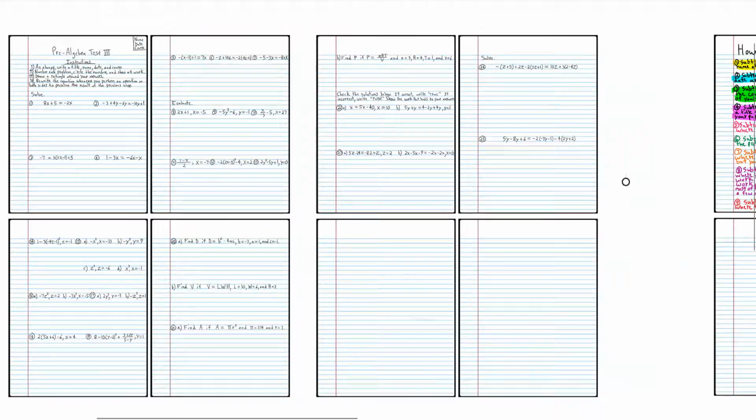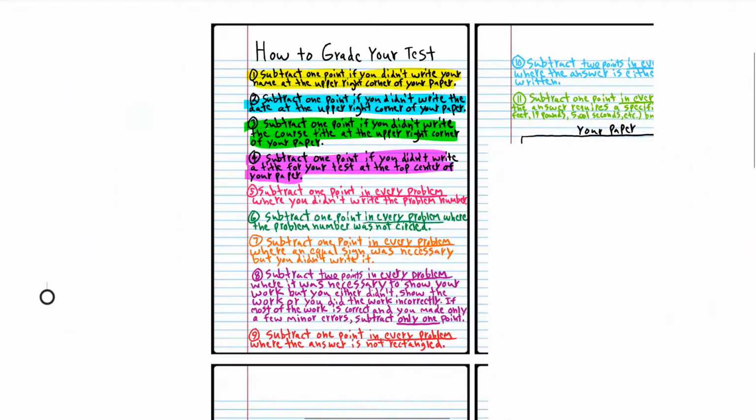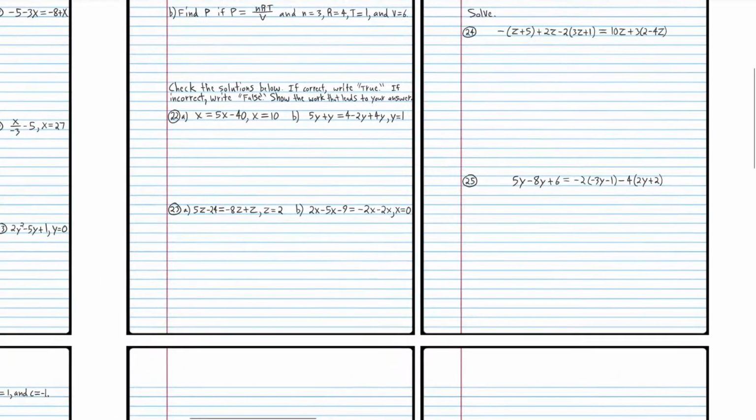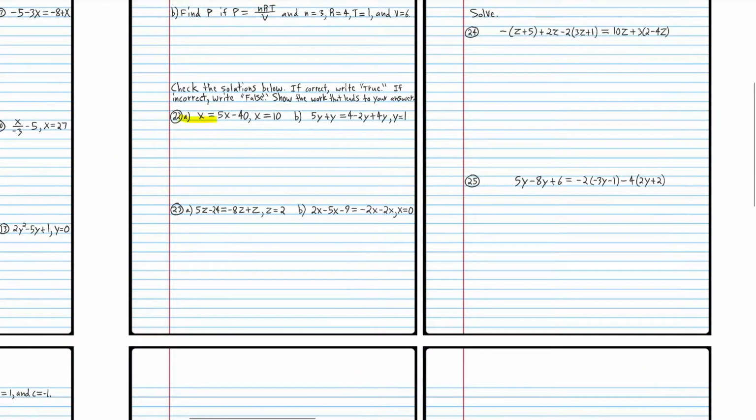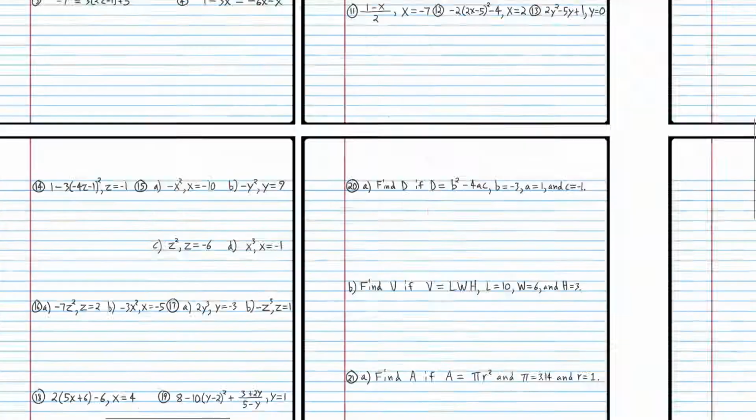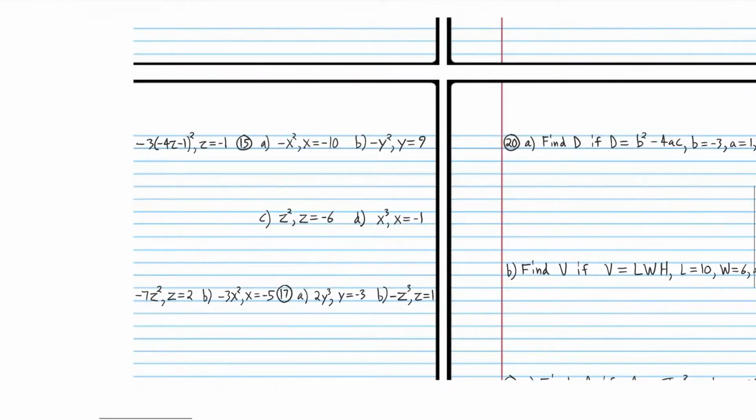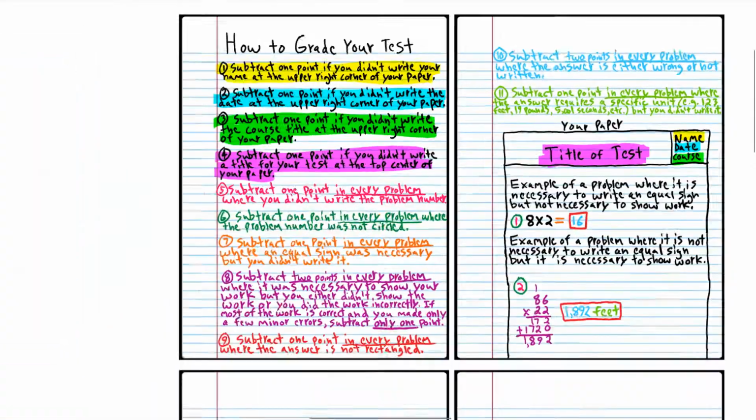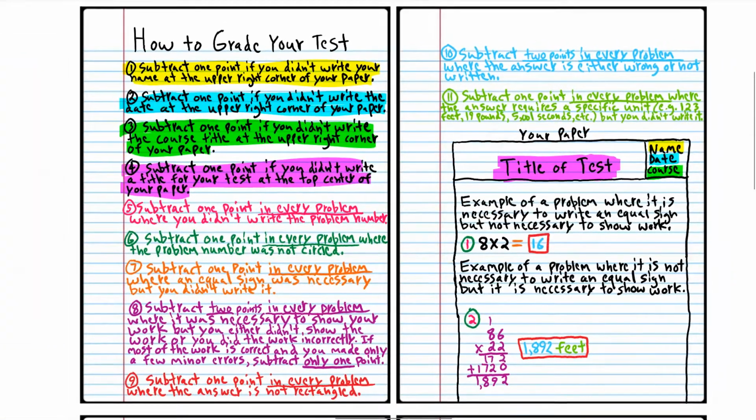All right, we're back. Now let's talk about how to grade your test. So, as usual, if there are two parts, that means that each part is worth 2 points. And if there are four parts, like this problem, then each part is worth 1 point.